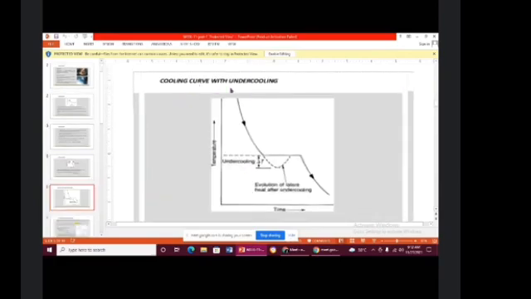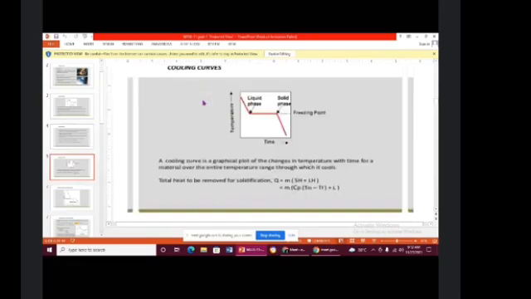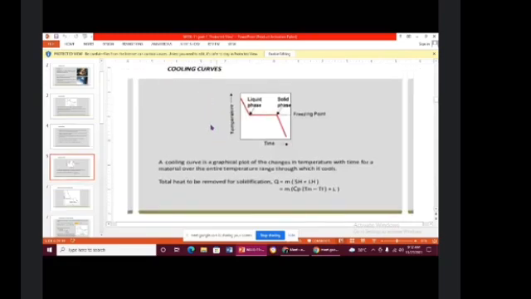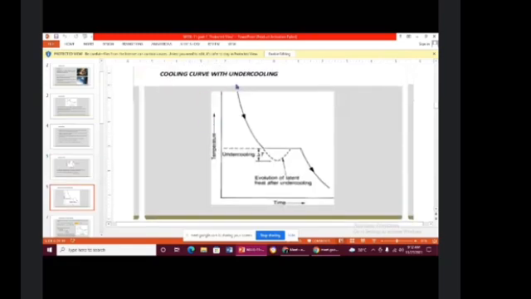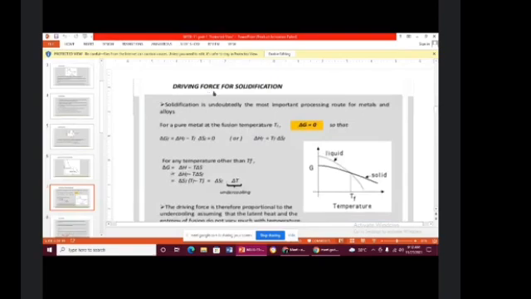This is the cooling curve, this is undercooling. And this is the cooling curve for undercooling. So we can see the temperature, and this is the undercooling, the evolution of heat under the undercooling, and this is the time. So next is the driving force for solidification. Solidification is undoubtedly the most important processing route for metals and alloys. For a pure metal at the fusion temperature, this is the formula.